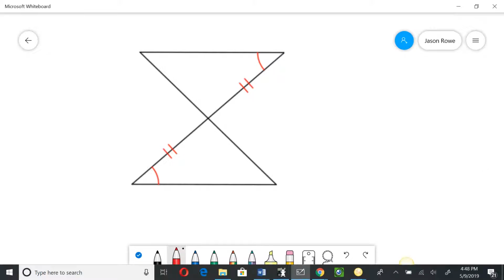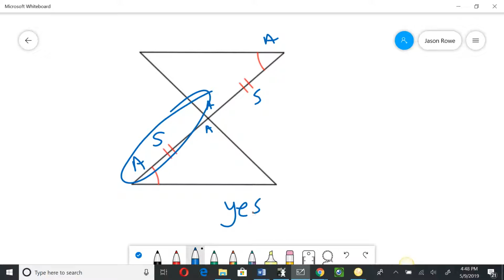Do we have enough information for this one? So we've got an angle. We've got a side. We've got an angle. We've got a side. Do we have another angle? Well, yes, we do. We've got vertical angles right here. So we've got angle, side, angle. So this would be a yes. And the reason would be angle, side, angle. So that's what you had to do to kind of look at what you're given and determine if you have congruent triangles, if you can prove that these triangles are congruent.